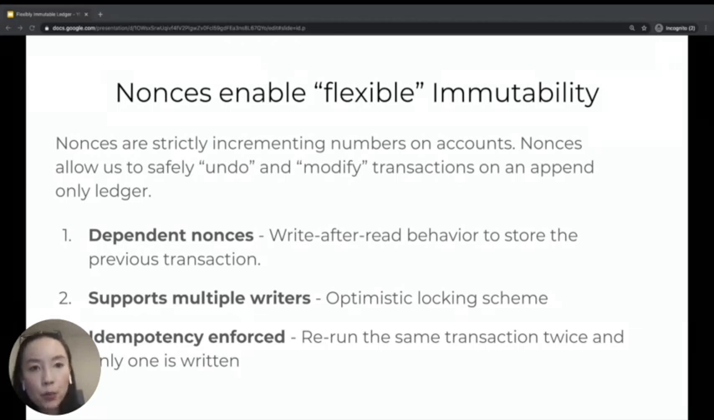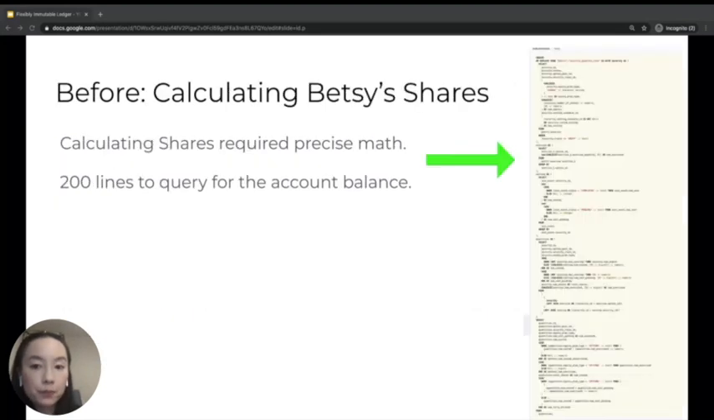It also allows us to support multiple writers. We have an optimistic locking scheme so that only one transaction can be written. And the last one is idempotency. With a nonce, we can also ensure that only a single transaction is written, and we can also rerun the transaction and ensure that the cap table still is in a valid state.